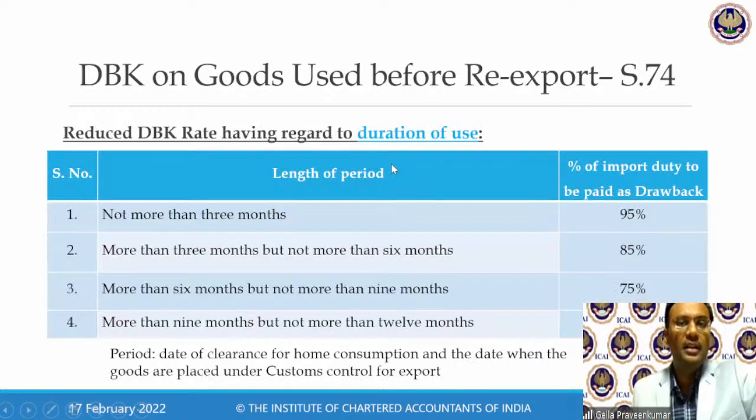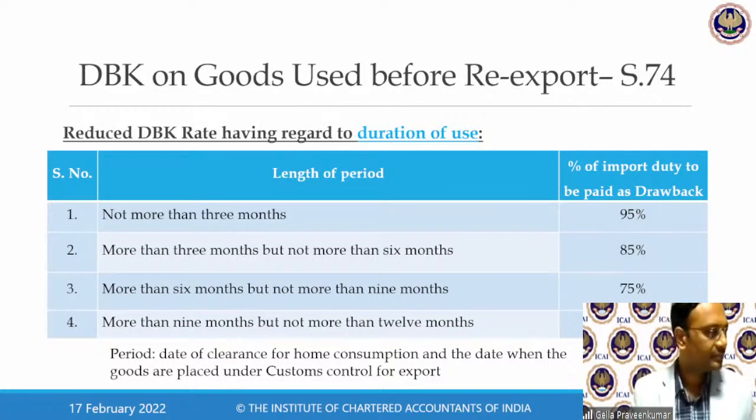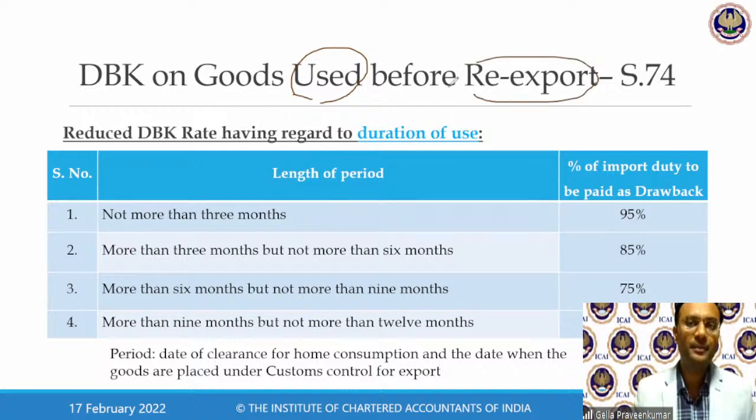Now, what is the amount of drawback I'm entitled to? Look at your institute material, page number 6.8. They say the goods which have been brought into India, used and re-exported, are treated based on the duration, based on the period. What is that period? The date of clearance for home consumption and the date when the goods are placed under customs for export. From the day goods are cleared for home consumption.